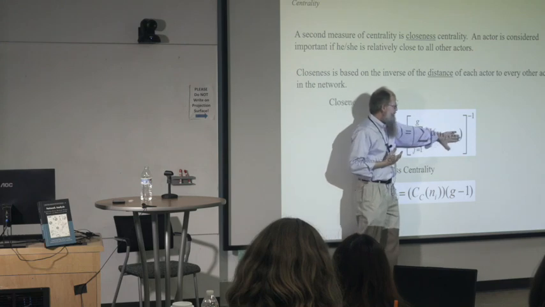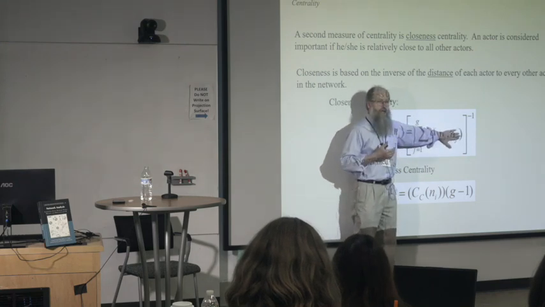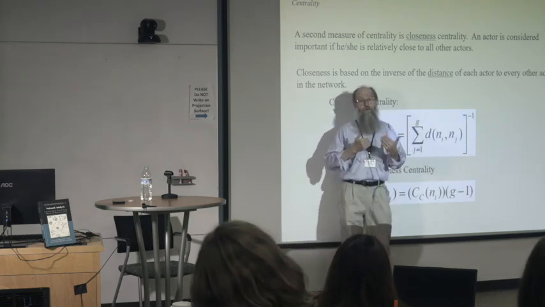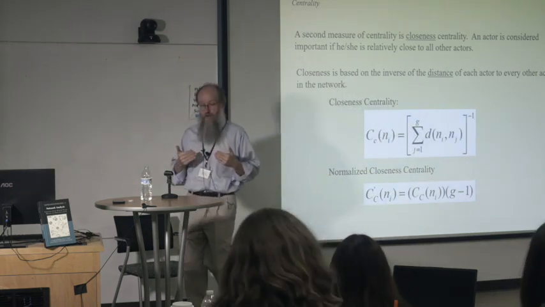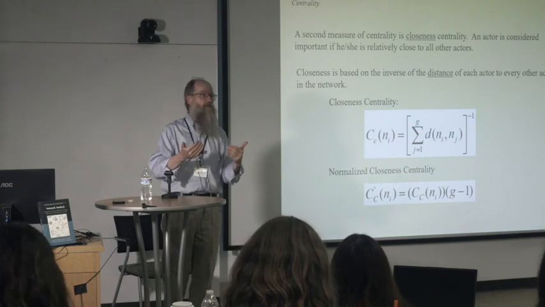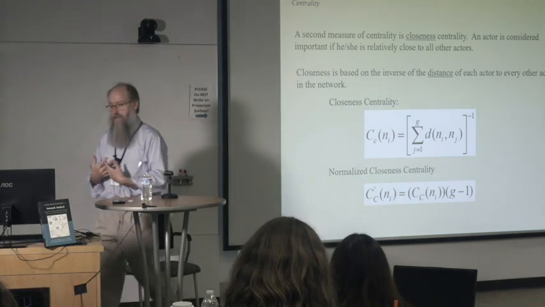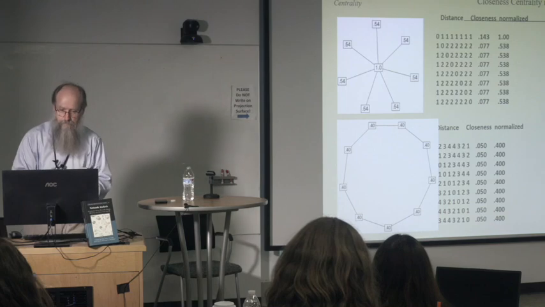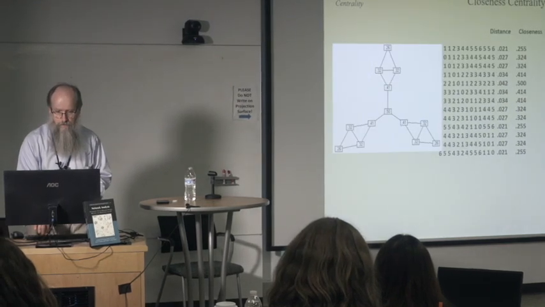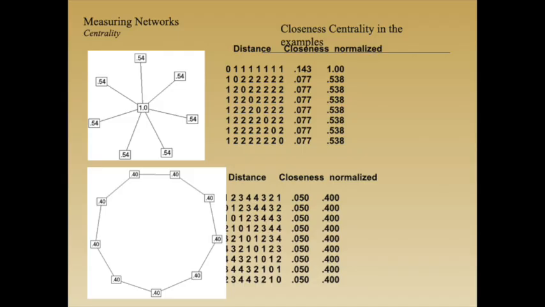If we take the sum of the distance, because we would like to have a number that's big when people are at the middle, we invert it. So we just flip it around. That says how close I am to someone else. It's the inverse of how far I am from someone else. So this is an example of what that would look like.